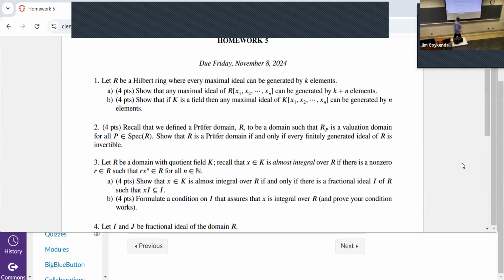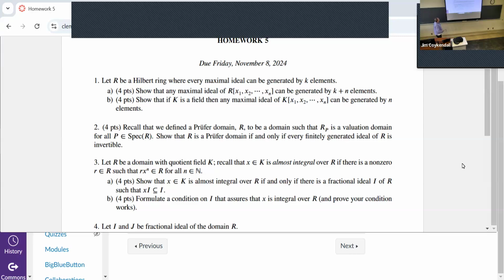Okay, so I don't think this homework is too bad, but it kind of ties together some ideas we've been talking about. The first one: let R be a Hilbert ring, and suppose that R has the property that every maximal ideal can be generated by K elements. Number A, show that any maximal ideal of R[x1, ..., xn] can be generated by K plus n elements. And next one really isn't worth 4 points, but what the heck, right? So in particular, show that if K is any field, then any maximal ideal can be generated by n elements.